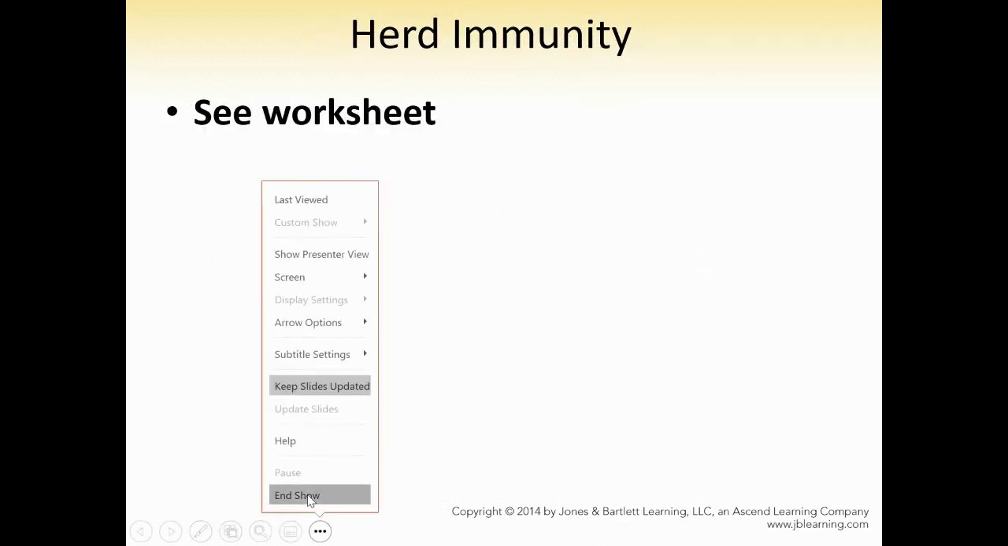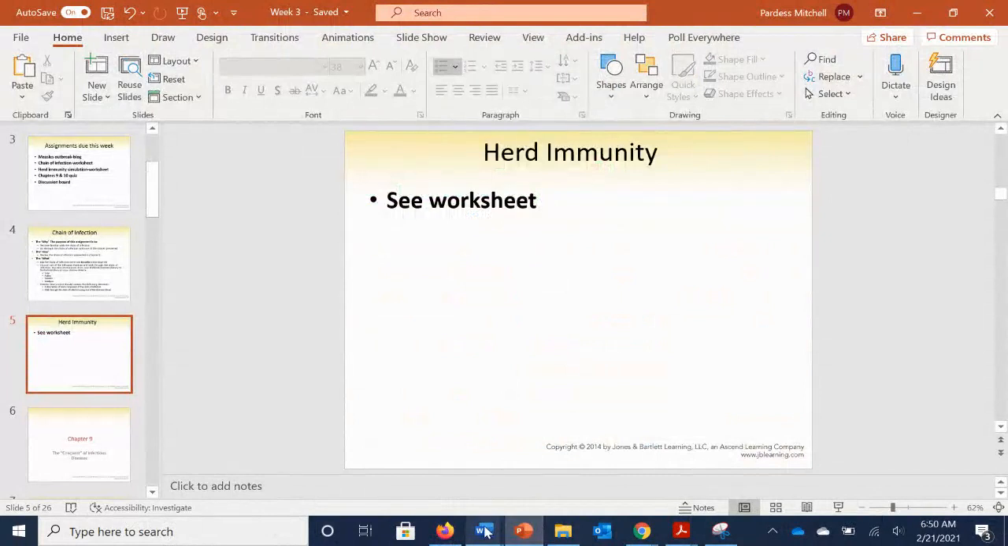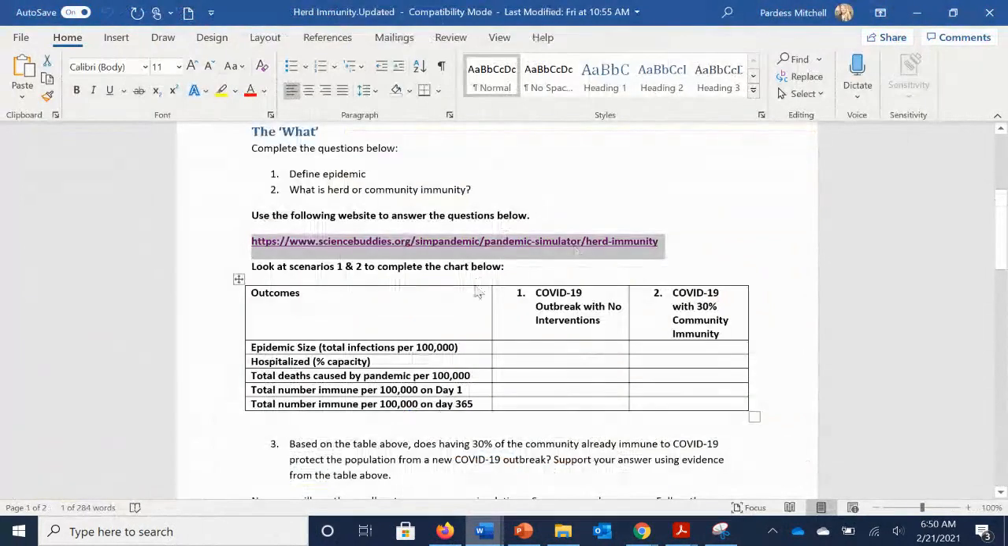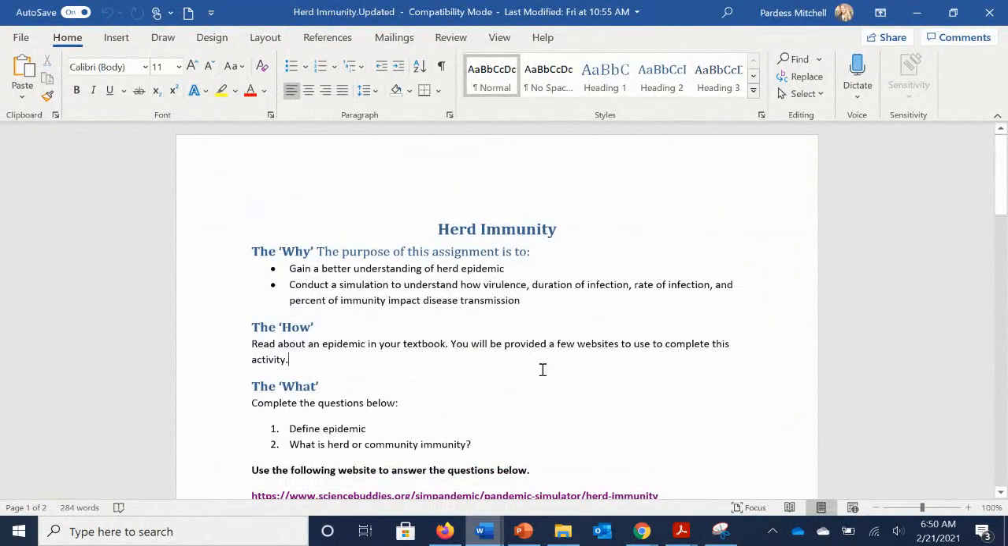The next assignment is herd immunity. Here is the worksheet for herd immunity, and the purpose of it is to gain a better understanding of what herd immunity is, and talk about it as it relates to epidemics. Interestingly enough, this is a really hot topic right now with the COVID-19 virus, how to obtain herd immunity and at what point will we have herd immunity.